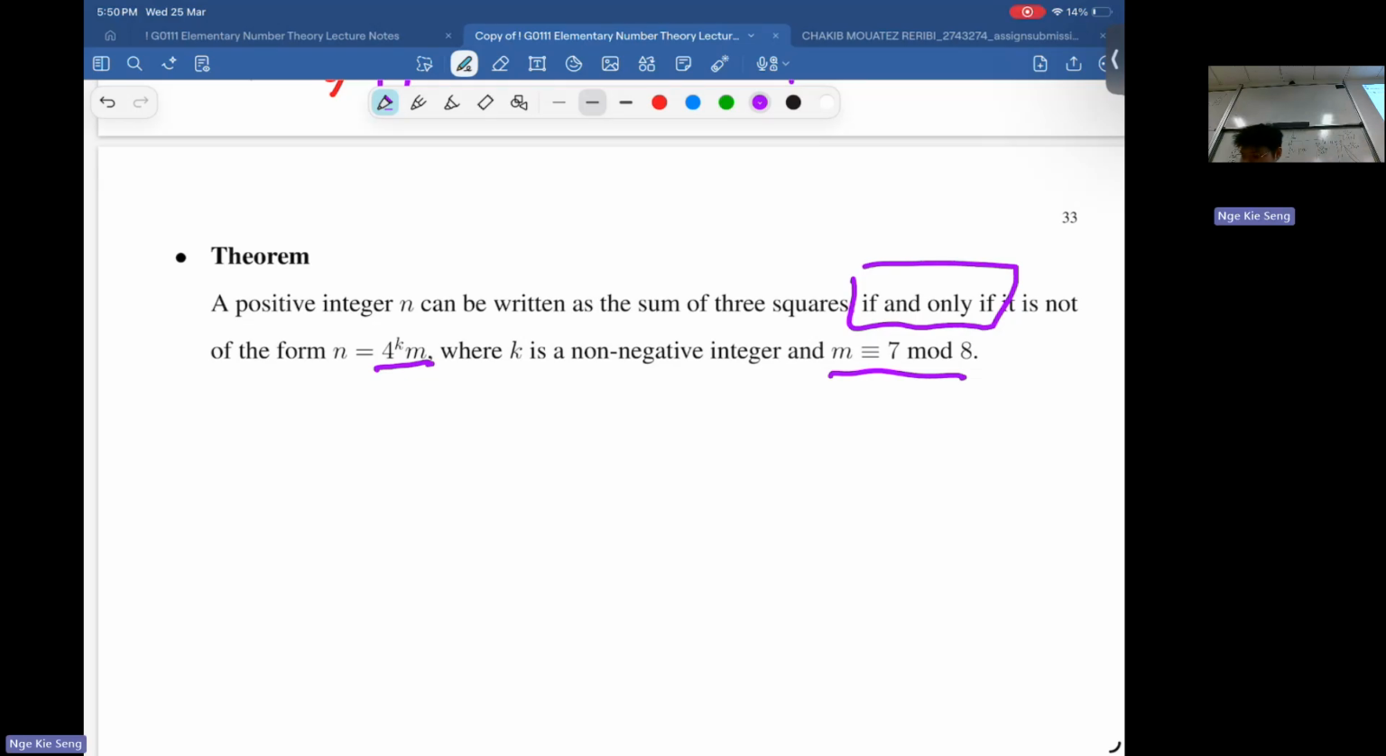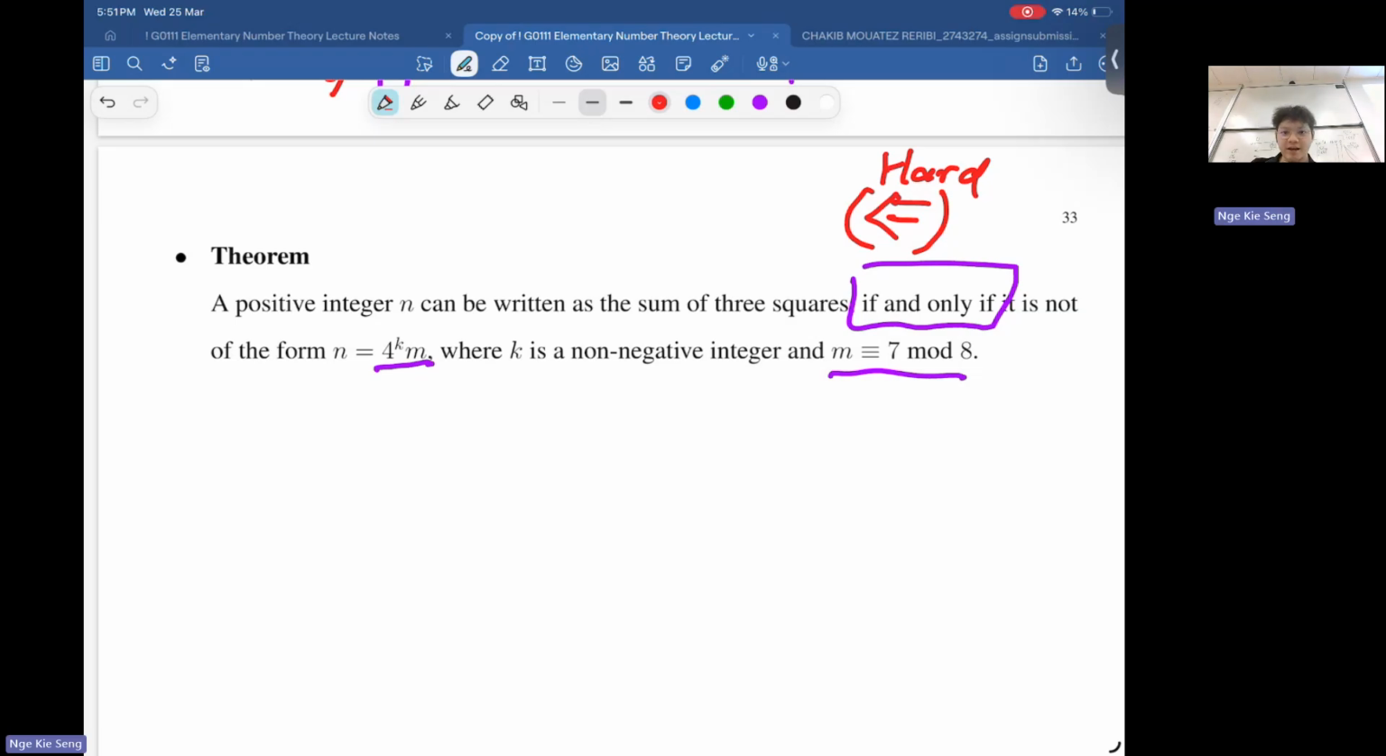So maybe I write here: this direction is hard. The forward is still okay, put it in the note. Backward means if it's not in this form, why can you write it as a sum of 3 squares? Or in other words, if it cannot be written as a sum of 3 squares, why must it be of this form? Because this is hard, I don't include the proof.